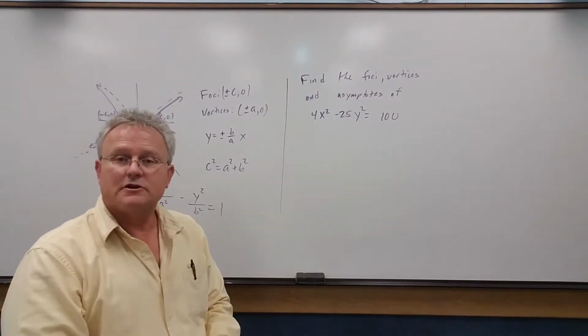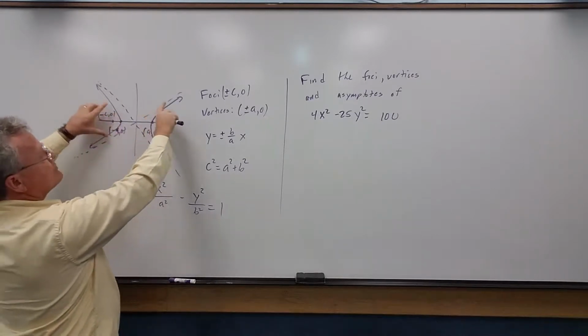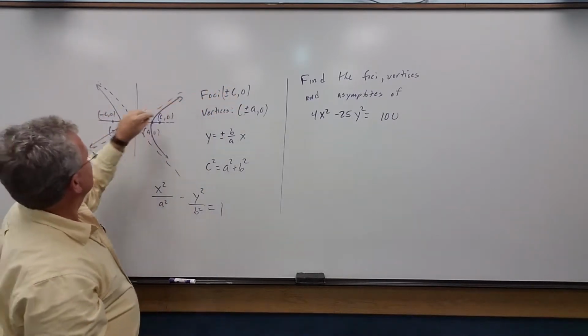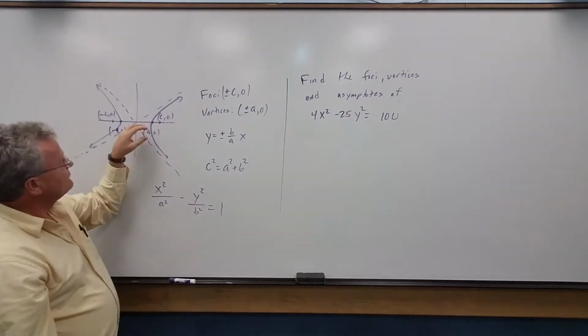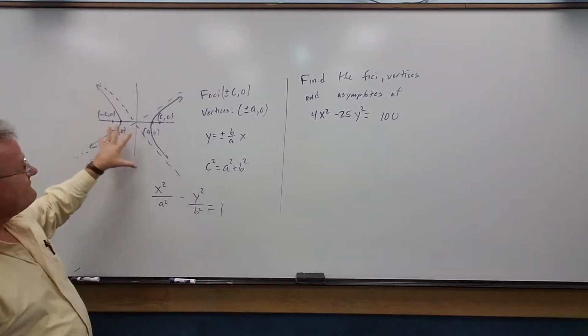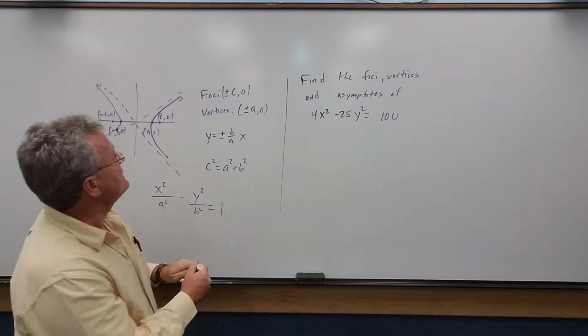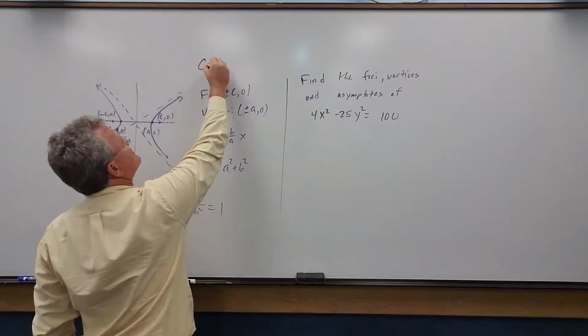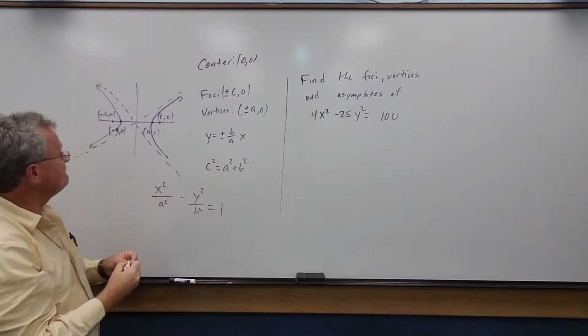All right, so the first type of hyperbola we're going to consider is when the hyperbola opens up to the left and right as opposed to up and down. In this case, the center is at the origin. I should probably write that down: the center is at (0, 0).